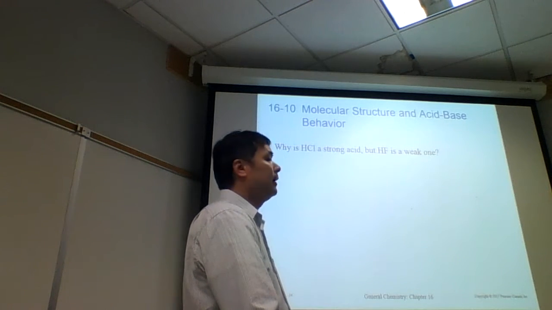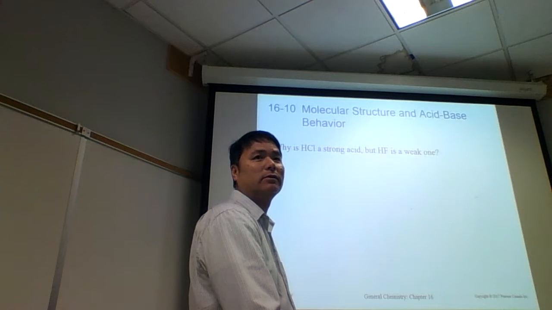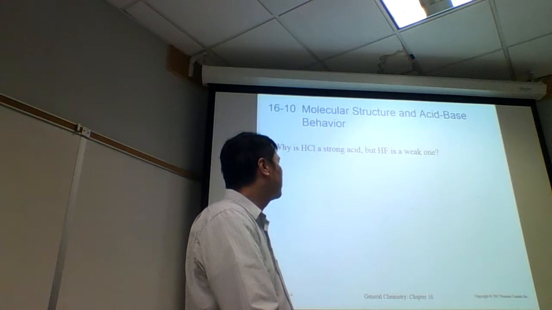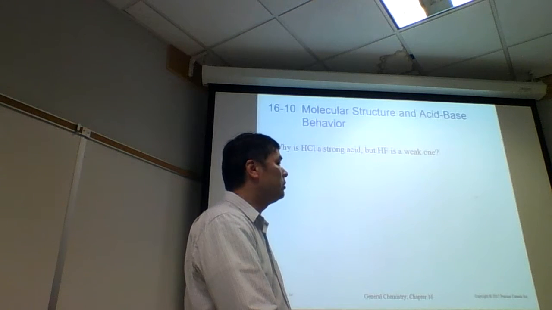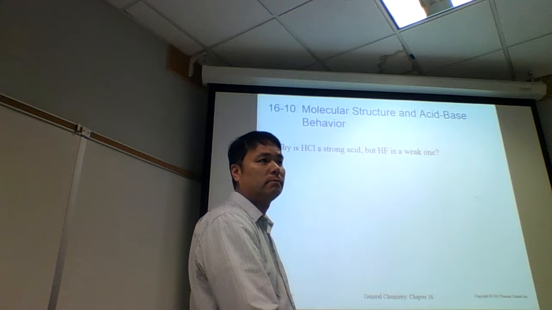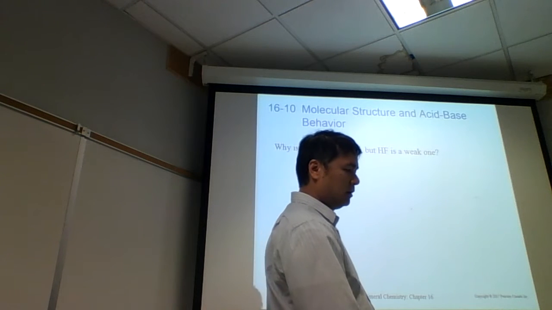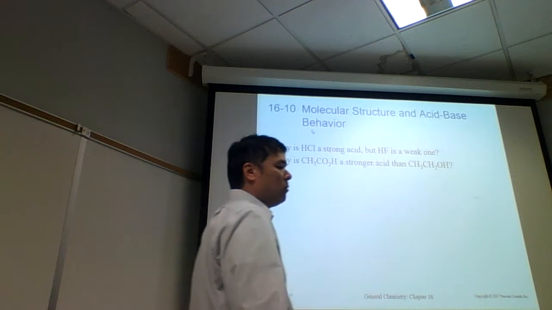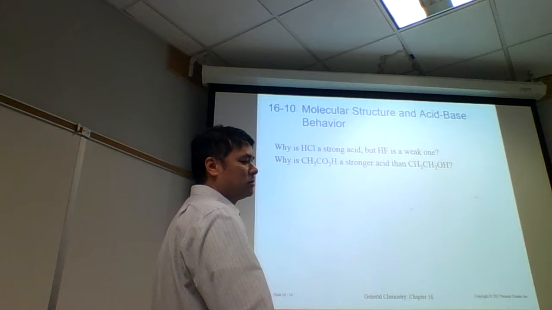Well, basically, HCl has a weaker bond, and so you expect it to be a stronger acid. Stronger acids have a weaker bond. We would have expected HF to be a strong acid too. It's a weak one because of ion pair formation, was it? And so it's unusually weak, but it would have been weak. Why is acetic acid stronger than ethanol?